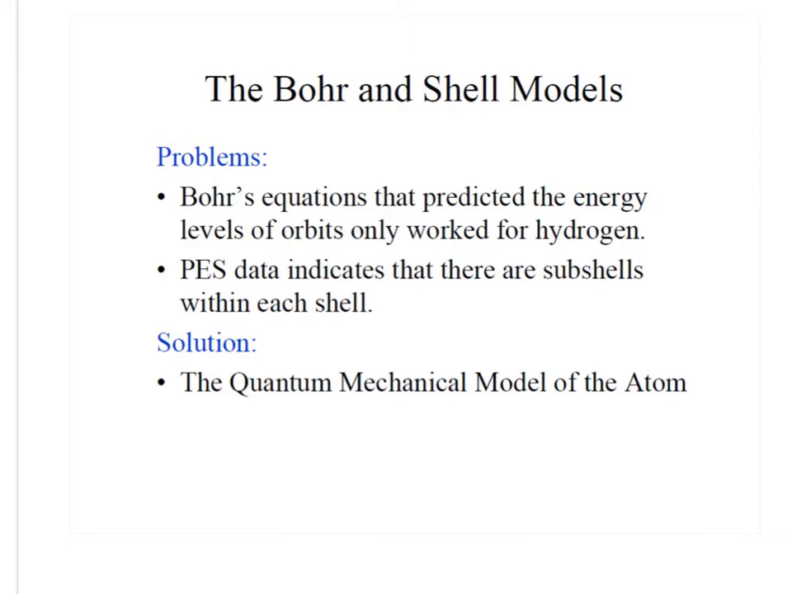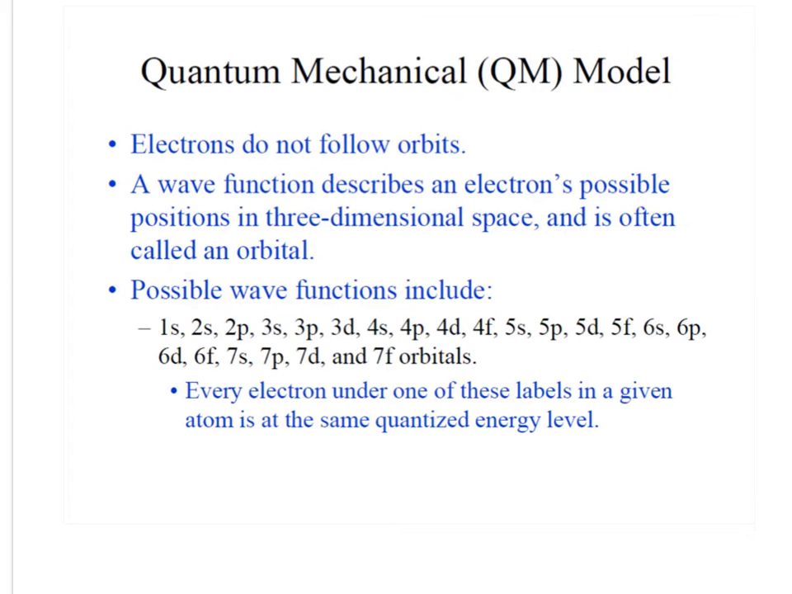There were some problems with the Bohr model, though. His energy levels that he predicted only work for hydrogen. And now we've got PES data, photoelectron spectroscopy, which we'll talk more about when y'all take AP, that shows there are subshells within each shell. So now we've got the quantum mechanical model. The quantum mechanical model says that electrons really don't follow orbits. It's more of a wave function, and these are the possible wave functions, okay?